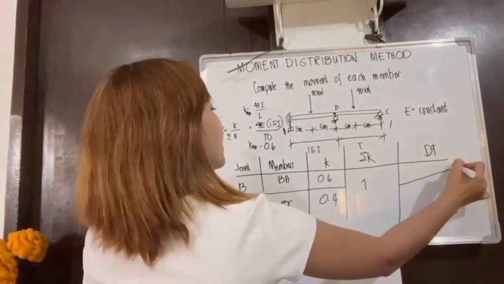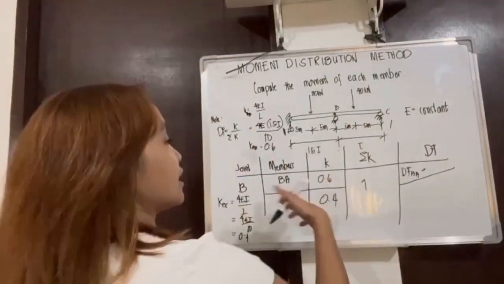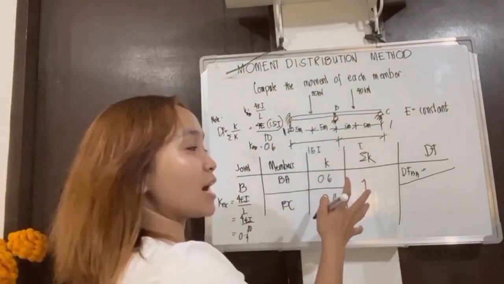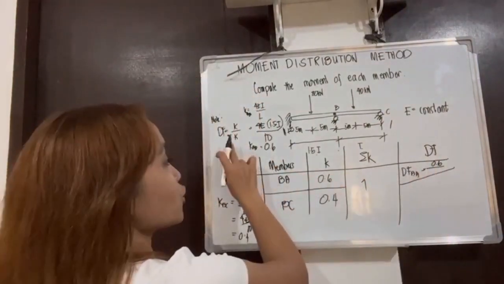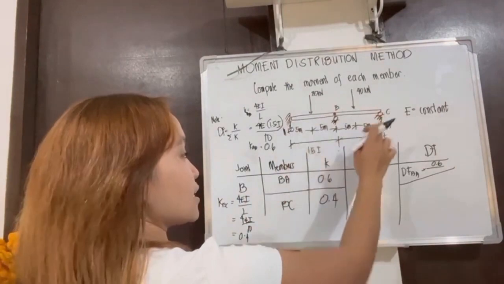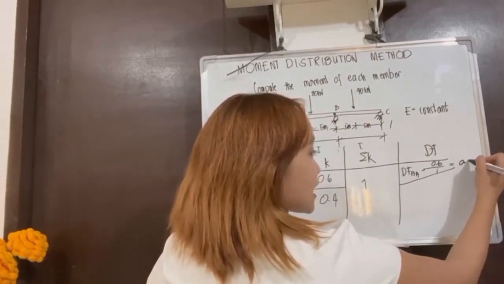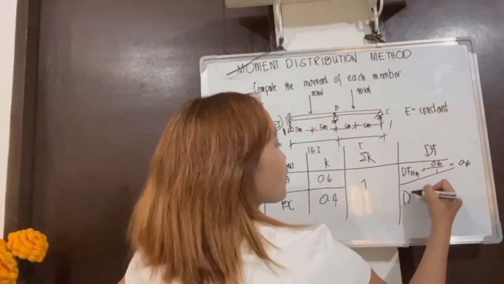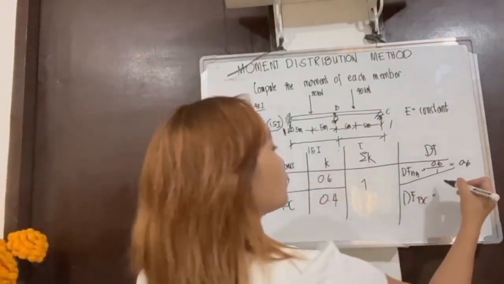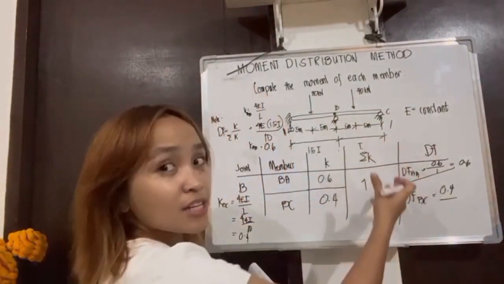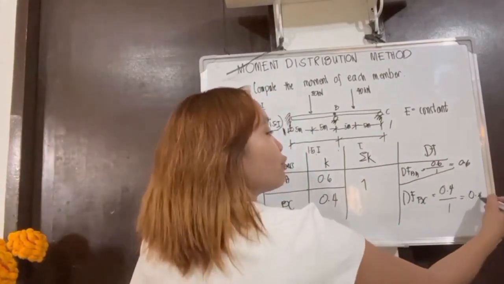And our distribution factor of BA is equal to, remember our formula, we will substitute the values since we already got the values in the example. So, next is 0.6 over the summation of K of BA and BC, which is 1. So, the answer is also 0.6. And next is the distribution factor of BC, where our K is equal to 0.4. Our summation of K is 1. So, our distribution factor of BC is equal to 0.4.